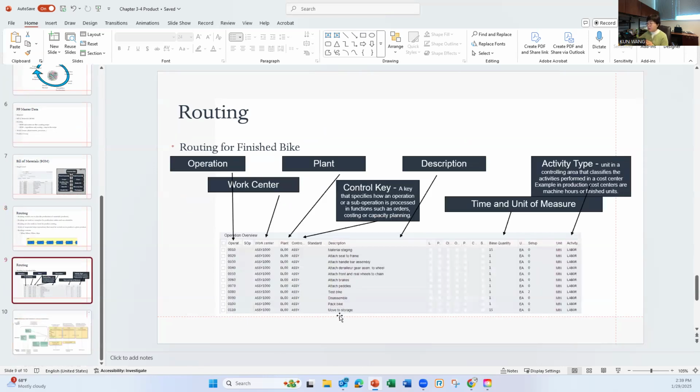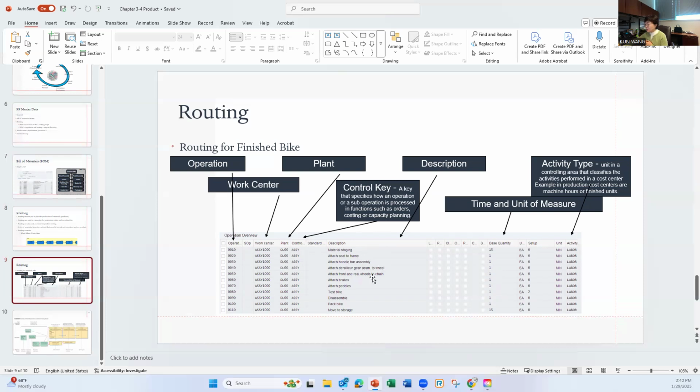And this is a more detailed display for the routing data in the bicycle system. So you will see the routing planned in each of the work centers, or you can see the process or departments. Right? So it goes through different departments or processes. And the work center, the name, the operation at the plant, because sometimes we make the products in different plants. And then the controlling key, okay, that's something especially for the sub operations.